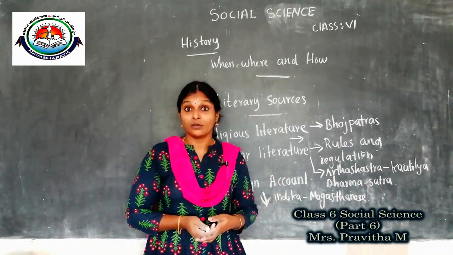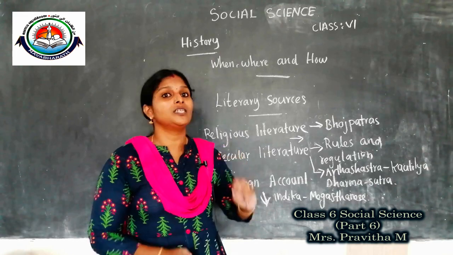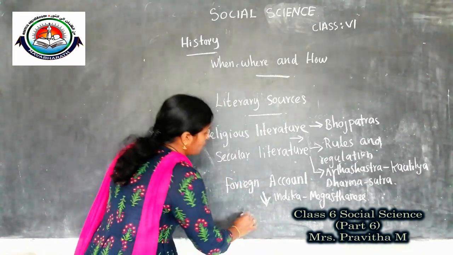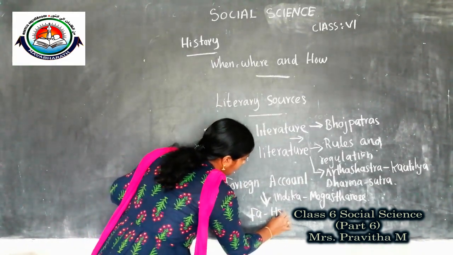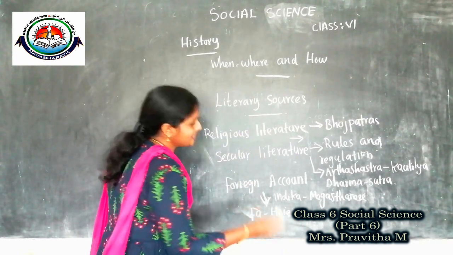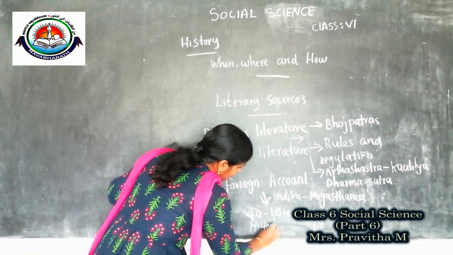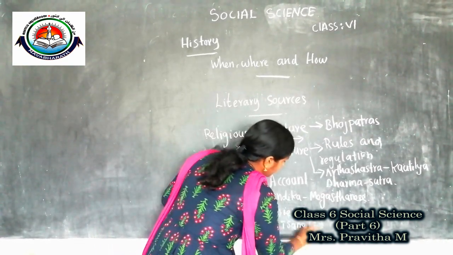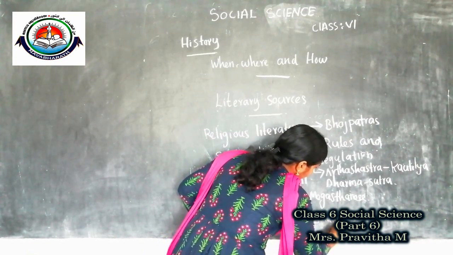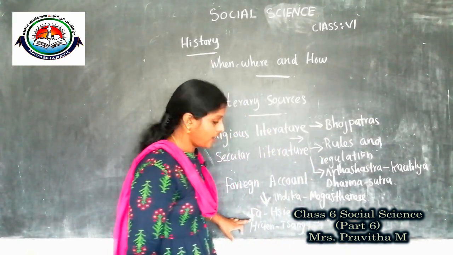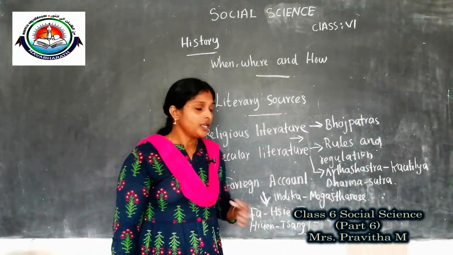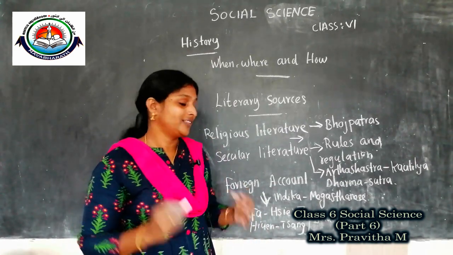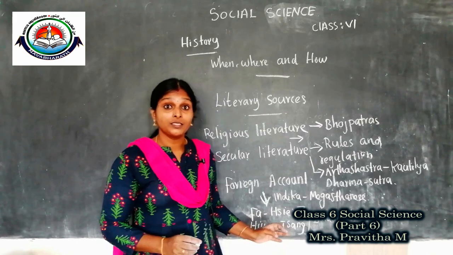Now I will tell one more thing, children. Two Buddhist pilgrims also visited India. Who are they? Fahian and Huyan Sang. These are the two Buddhist pilgrims who visited India. Okay children, why did they come to India, do you know? They came to India to study Buddhism.